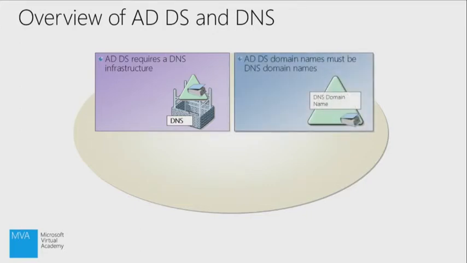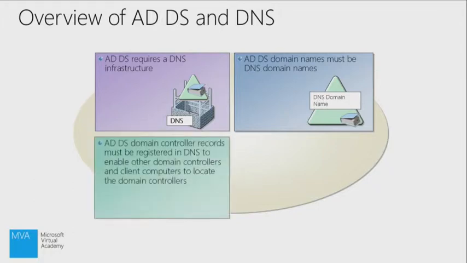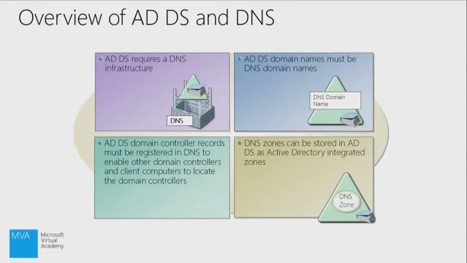ADDS domain names must be DNS domain names, and that is to say fully qualified domain names. ADDS domain controller records must be registered in DNS to enable other domain controllers and client computers to locate them. This is an automatic process. Given that your DNS infrastructure is installed and functioning correctly, those records, called SRV records, will be created automatically in DNS for other domain controllers and client computers to find and use.